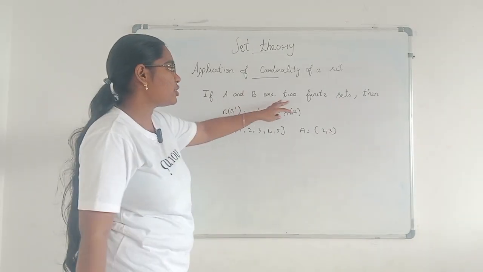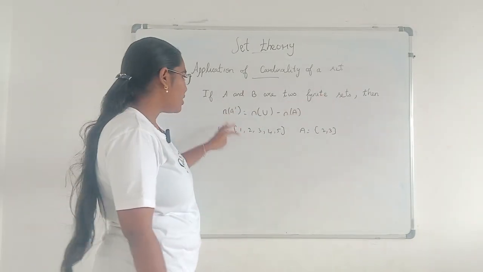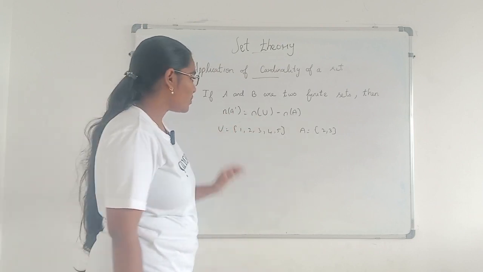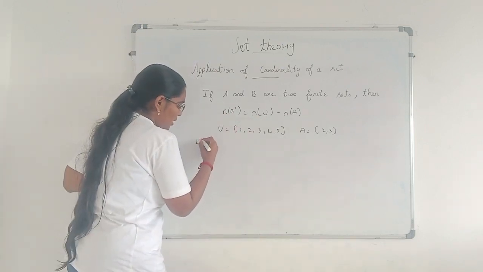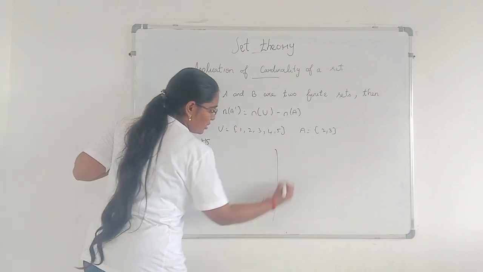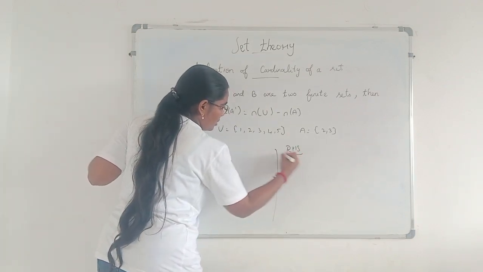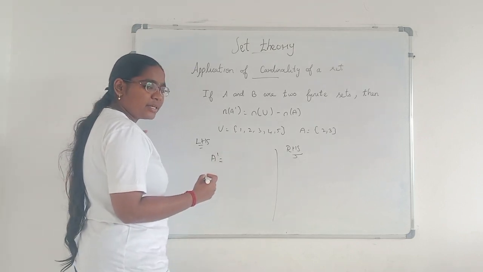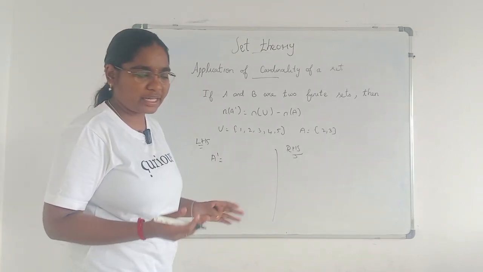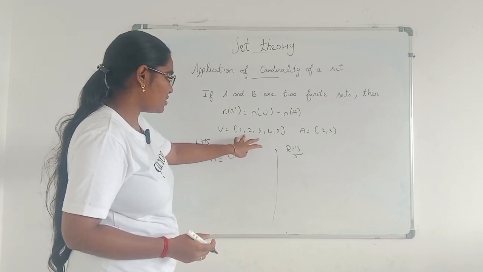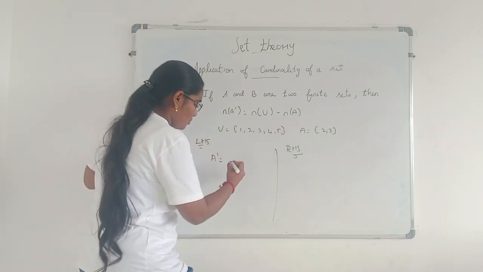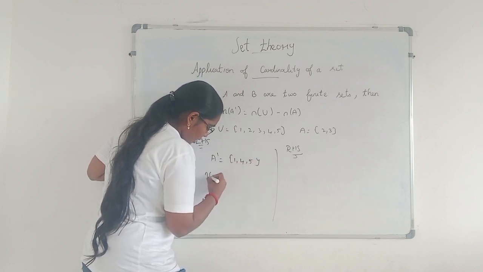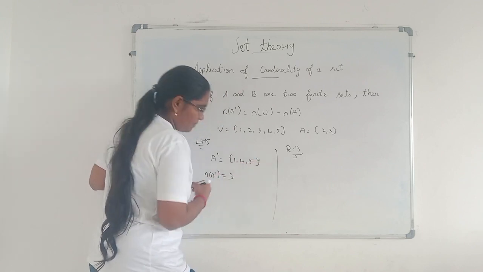Now if A and B are two finite sets, then n of A dash equal to n of U minus n of A. So first take the left hand side, next right hand side. Left hand side you have to find the A dash, that is the elements which are in universal set but not in A. So what are those elements? 1, 4, 5. So the cardinality of A dash is 3.